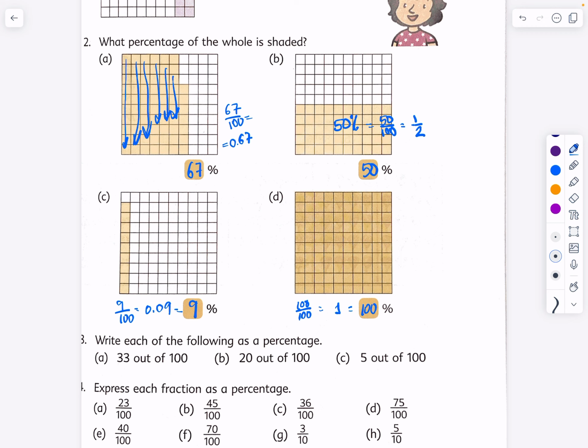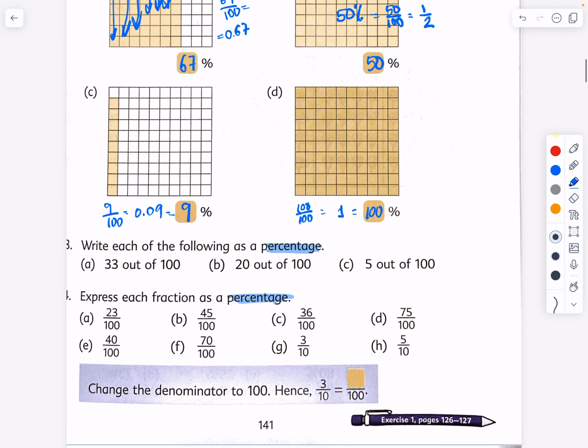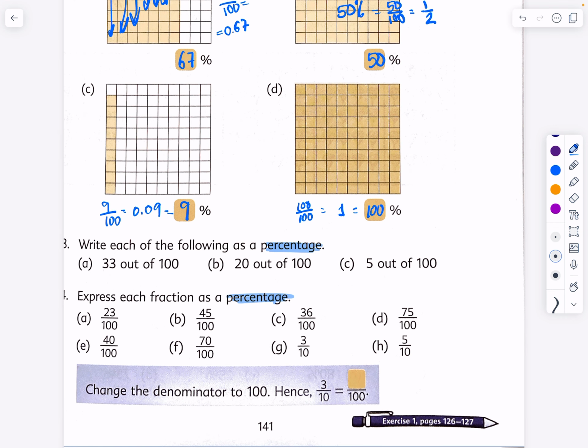Write each of the following as the percentage. And for number 4, express each fraction as a percentage. Let's practice this. So 33 out of 100 is clearly 33%. I'm going to skip. 5 out of 100 is 5%. 23 out of 100 is 23%. 70 out of 100 is 70%. 75 out of 100 is 75%. Notice how I just go randomly. 40 out of 100 is 40%.